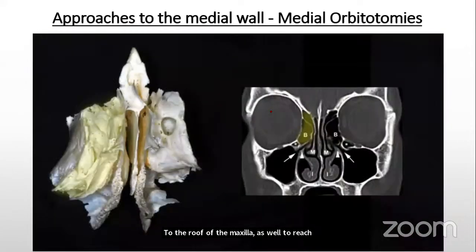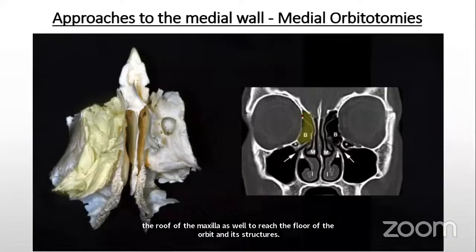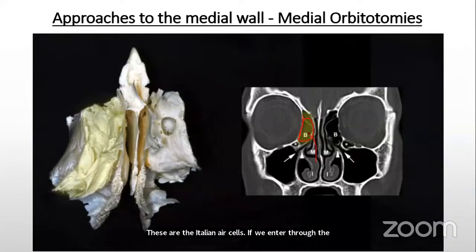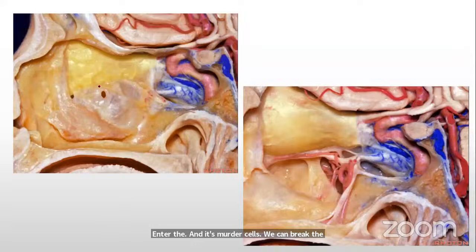The medial wall approaches, as we already discussed, this is the lamina papyracea. These are the ethmoidal air cells. If we enter through the endonasal surgery, we can enter the ethmoidal air cells, we can break the lamina papyracea, and we can enter into the medial wall of the orbit. So this is the lamina papyracea.